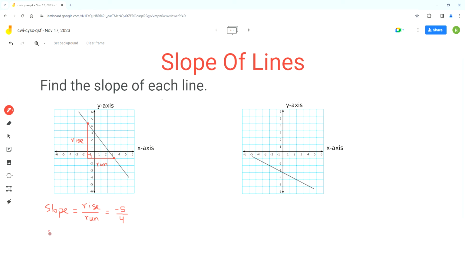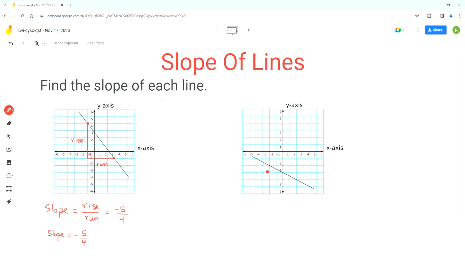So the slope of this line is equal to just -5/4. And the slope is negative because this line is sloping down from left to right. So there's a very important concept you have to keep in mind: rise in the upward direction is positive, rise in the downward direction is negative, run to the right is positive, and run to the left is negative.